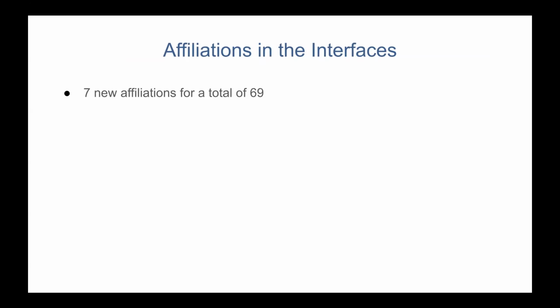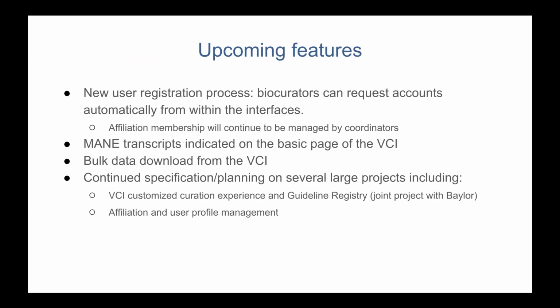And then I just wanted to do a quick summary of some of the big upcoming features that we're working on that we're excited to mention. So we have a new user registration process that we hope to release soon. Within this new process, biocurators will be able to request accounts automatically from within the interfaces. Affiliation membership will continue to be managed by coordinators, but this should help users to access the interfaces in a more streamlined manner.